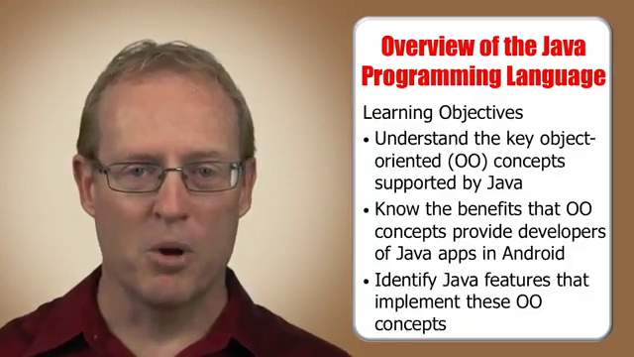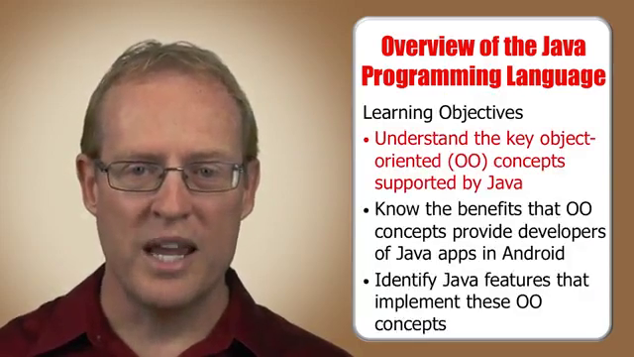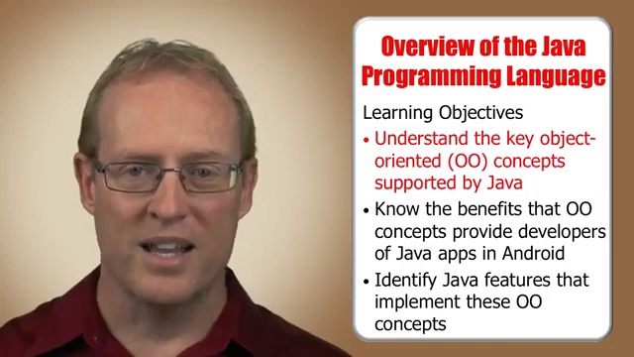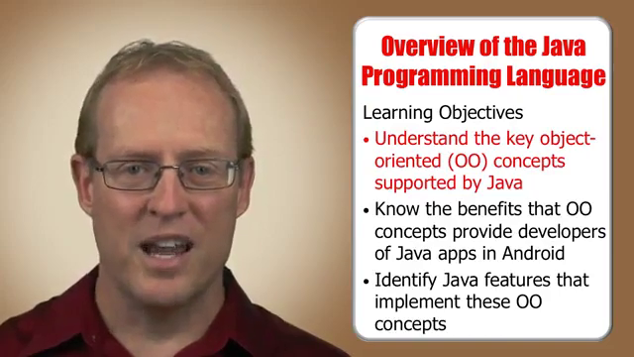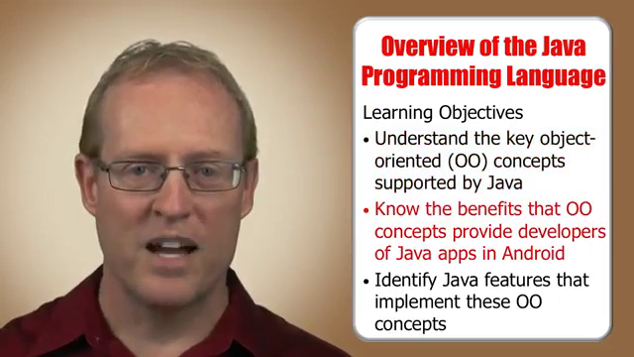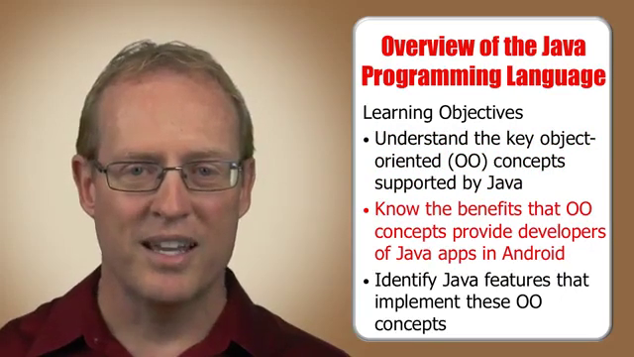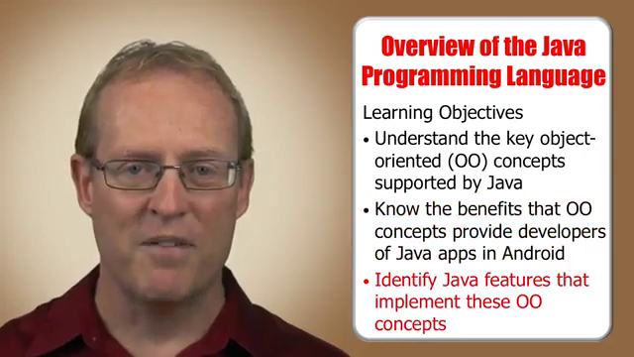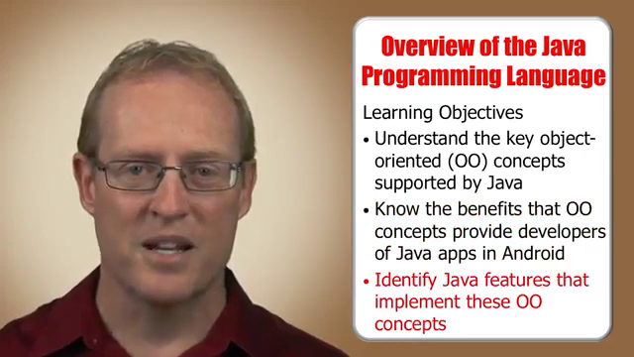Now that you've completed both parts of this lesson, you should understand what key object-oriented concepts like abstraction, inheritance, and polymorphism mean in the context of Java, know the benefits they provide developers of Java apps in Android, and be able to identify Java features that implement each of these concepts.